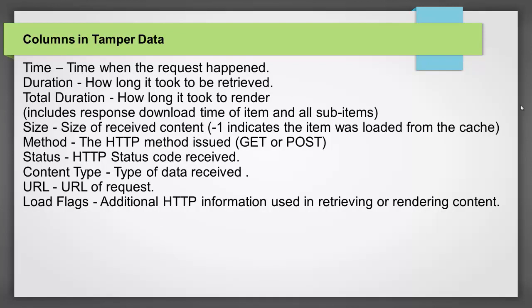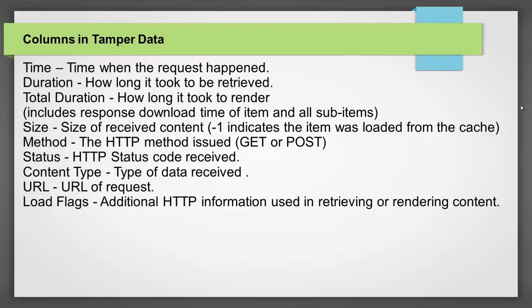There are various different columns in Tamper Data, and they mean the different things listed here. The time column tells us the time when the request happened. The duration tells us how long it took to be retrieved. The total duration tells us how long it took to render, and it also includes the response download time of the item and all sub-items. The size column tells us the size of the received content. The -1 here indicates the item was loaded from the cache.